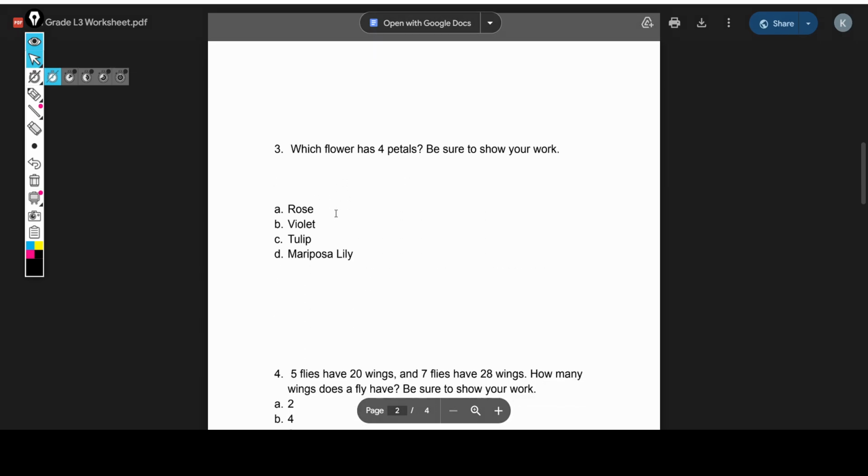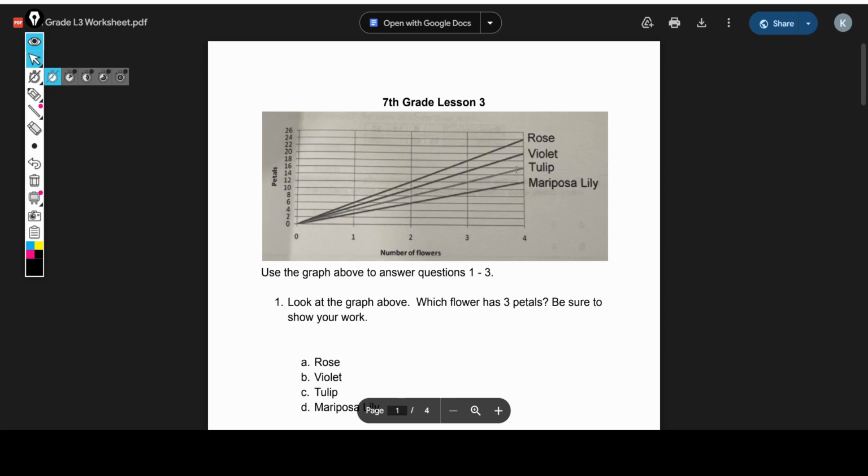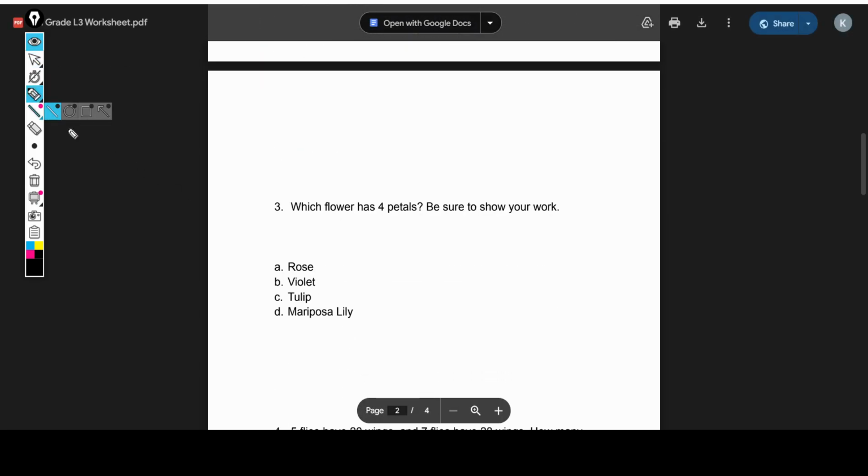And then which flower has 4 petals? Well, we can do a similar thing. You'll find that it's the tulip, which has 16 when there's 4 of them. 16 divided by 4 is 4. So this one would be the tulip.